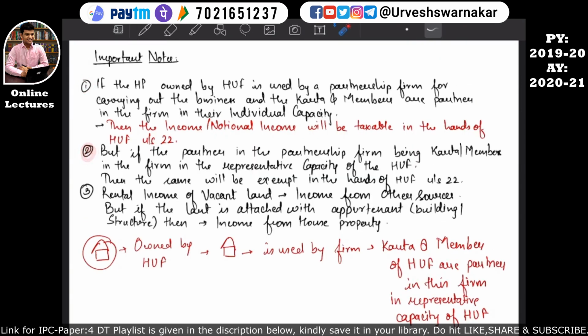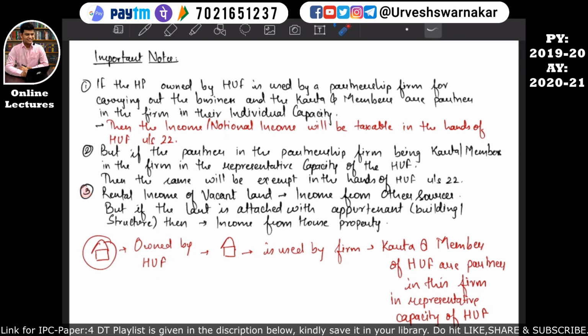And point number 2 says that if the HUF is having a property, and such property is used by the firm, and in that firm the karta and the members of the HUF are partners in the representative capacity of the HUF. That means in short the HUF is only using its property.